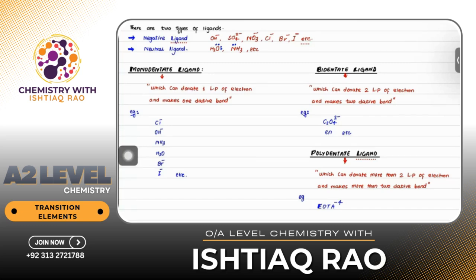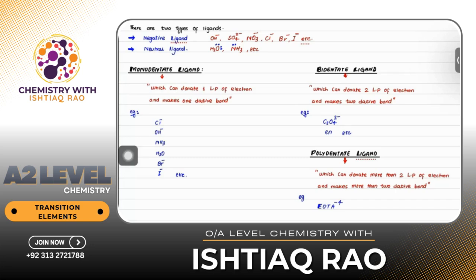monodentate, then bidentate, then polydentate. Monodentate means those which can donate only one lone pair of electrons, just like ammonia. So these are monodentate ligands. And then we have bidentate ligands. Bidentate ligand means that they are going to donate two lone pairs of electrons. Examples are C2O4 2-, and en, ethylenediamine.